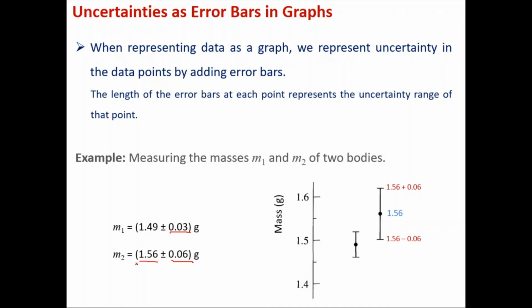Let's show this measurement with error bars. This is the best estimate, 1.56, and plus minus 0.06. So if we add 0.06 and subtract 0.06, then we are going to have error bars. Similarly, for the first measurement, this is going to be 1.49. This is the best estimate, and we are going to add our uncertainty. It is going to be 1.49 minus 0.03, this level, and this is going to be 1.49 plus 0.03. So in representing our data points, we are going to show our error bars.